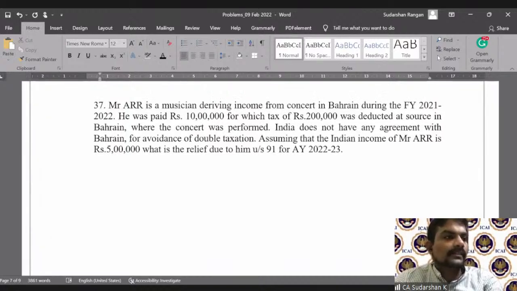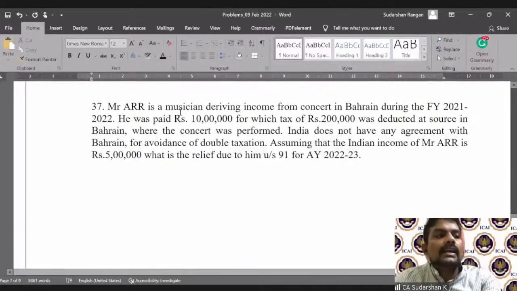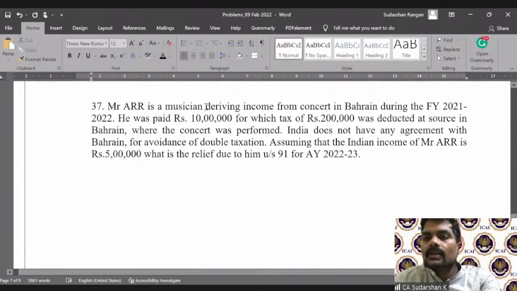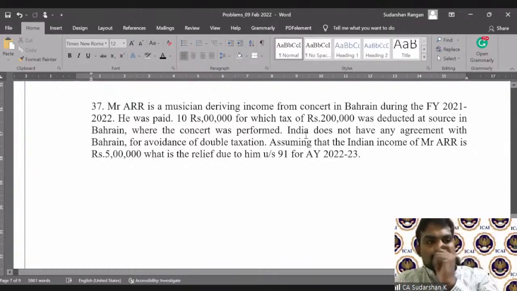Let's look at question number 37. Mr. ARR is a musician deriving income from a concert in Bahrain during the financial year 21-22. He was paid rupees 10 lakhs, for which tax of rupees 2 lakhs was deducted at source in Bahrain, where the concert was performed. India does not have any agreement with Bahrain for avoidance of double taxation. Assuming that the Indian income of ARR is 5 lakhs, what is the relief due to him under section 91?